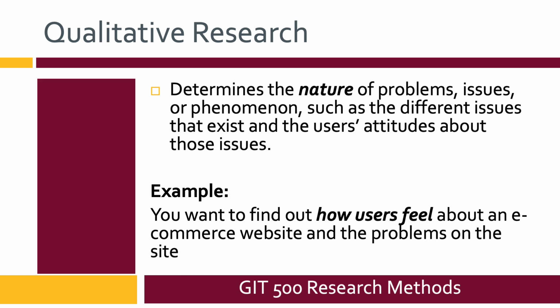Qualitative is determining the nature of the problems or issues or phenomena, such as what different issues exist, what problems are out there, and how do people feel about those problems? What are their attitudes? For example, same sort of question as the previous, but you want to find out how users feel about an e-commerce website and the problems on the site, right? So you can see one's about quantity and one's about quality, right? It's a way to remember those.